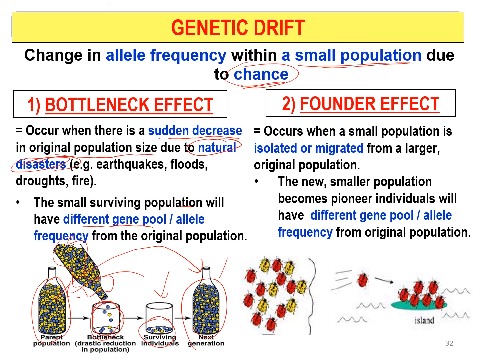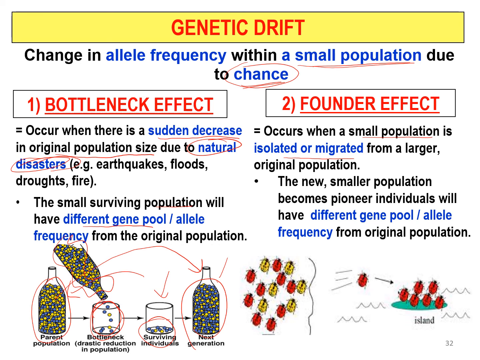Kedua, genetic drift. The second genetic drift is about founder effect. It's about when a small population is isolated or migrated from a larger original population. Ada satu pulau yang besar didiami oleh sekumpulan burung. Kemudian sebahagian kecil burung ini berpindah keluar daripada populasi yang besar itu. Jadi katalah daripada 10,000 burung, ada 100 burung keluar daripada populasi itu. Jadi kemudian menduduki satu populasi yang lain.